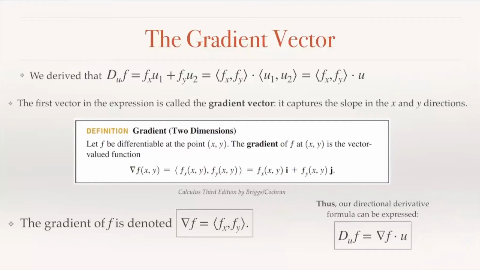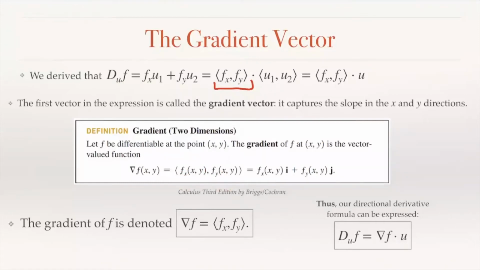But now we introduce a very important concept that we'll be using throughout the rest of the course. And that is the gradient. So in that directional derivative, remember that we could write this as a dot product of this and that. And this guy here, that's a very important concept in its own right. That is called the gradient. The gradient vector captures the slope in the x and y directions. So it consists of f sub x and f sub y, the partial derivatives in the 2 directions.